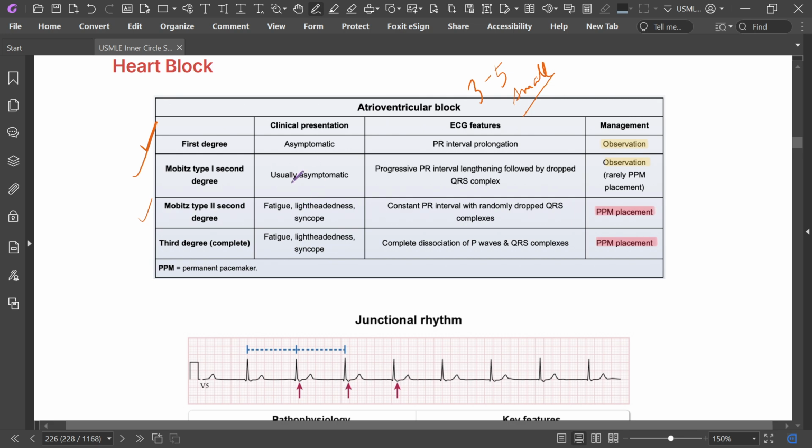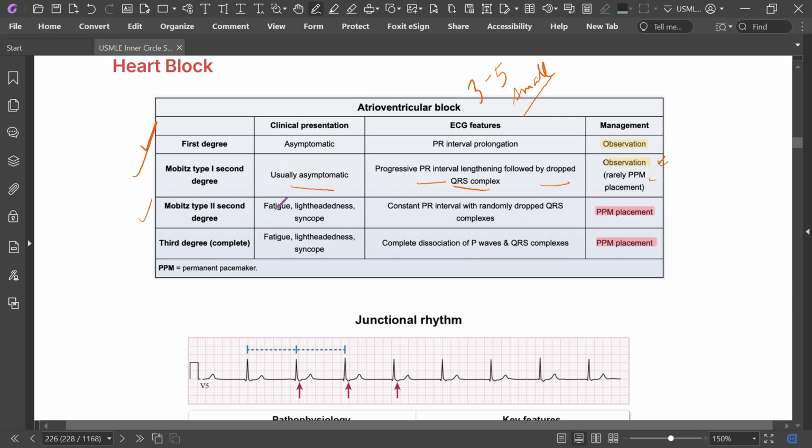Then Mobitz type 1, usually asymptomatic: a progressive prolongation of the PR interval followed by a dropped QRS complex. Observation is the management; rarely, permanent pacemaker (PPM) placement is needed.